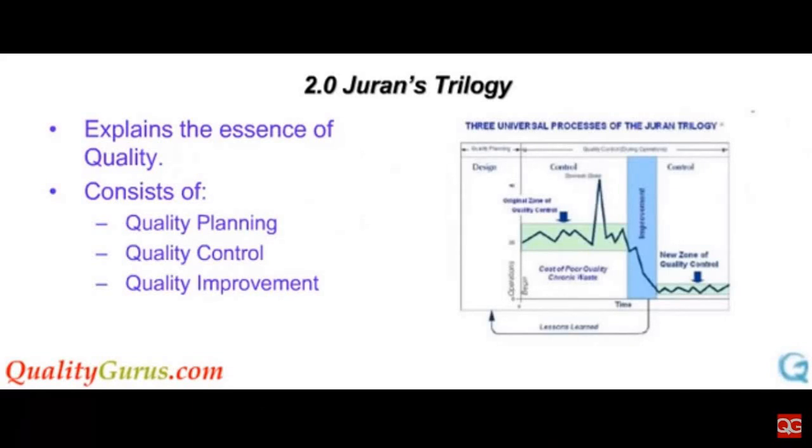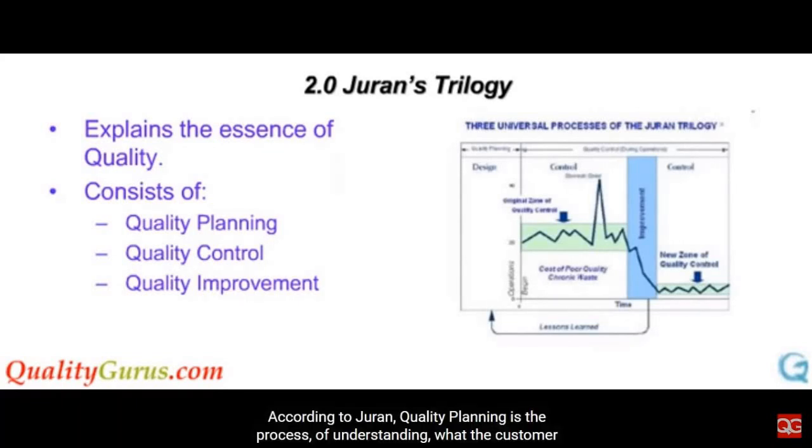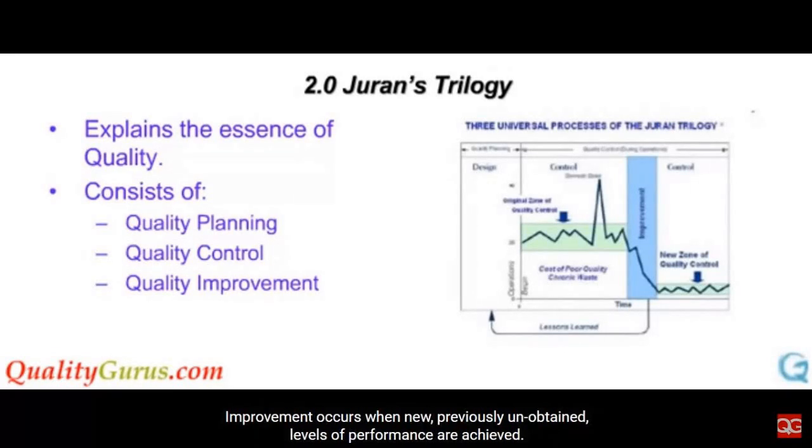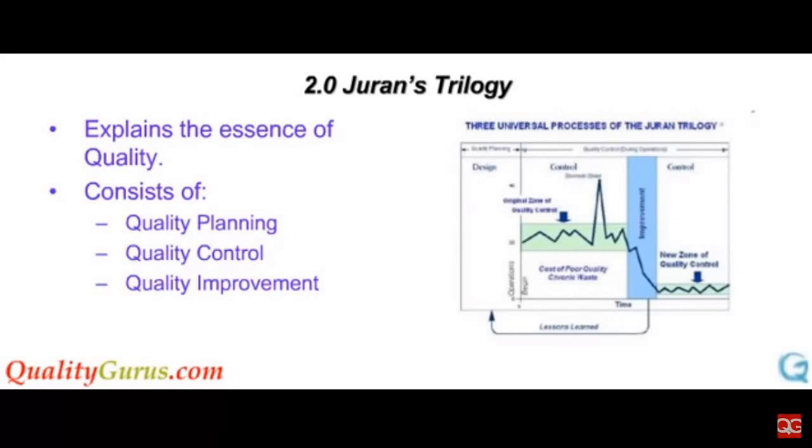Juran's belief that quality does not happen by accident gave rise to the Quality Trilogy. According to Juran, quality planning is the process of understanding what the customer needs and designing a system that is able to meet those needs reliably. Quality control is used to constantly monitor performance for compliance with the original design standards. If performance falls short of the standard, plans are put into action to deal quickly with the problem. Quality control puts the system back into a state of control. Quality improvement occurs when new, previously unobtained levels of performance are achieved.